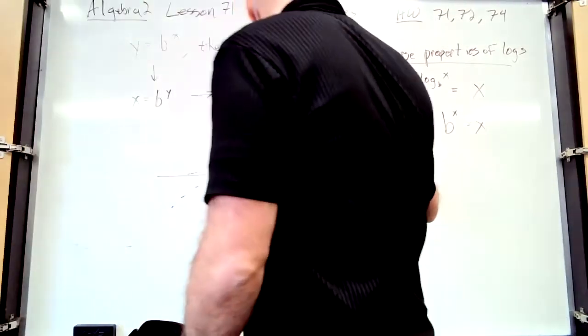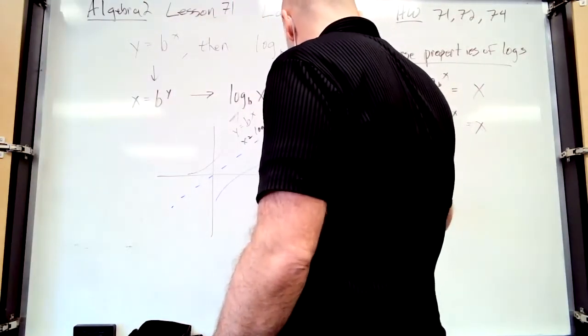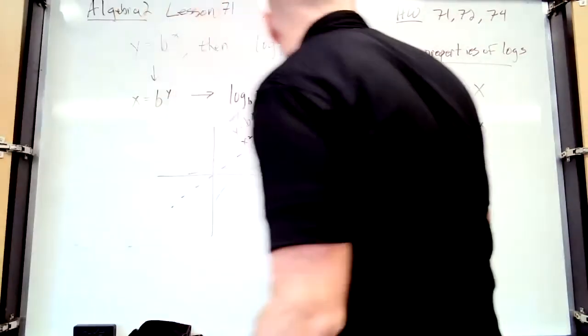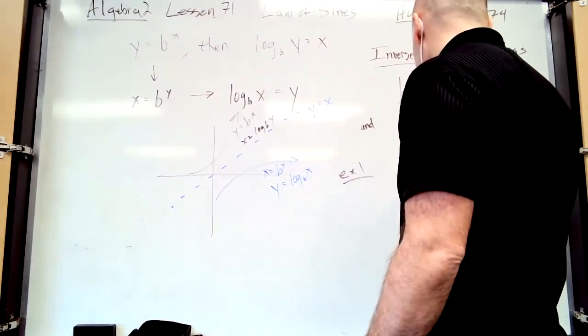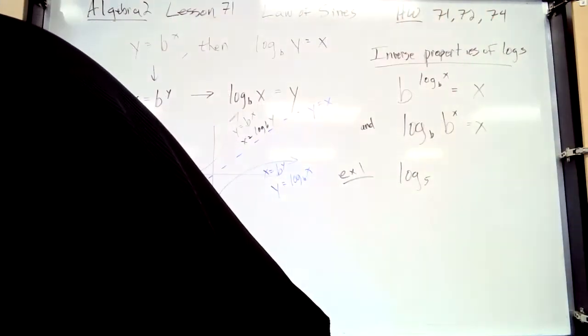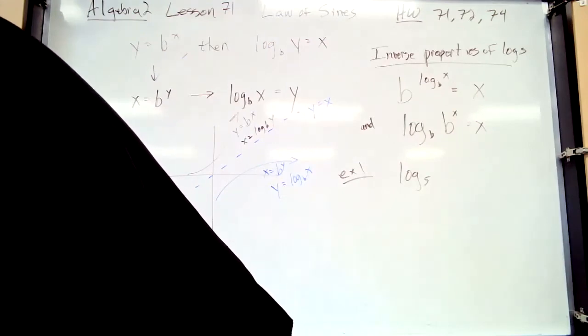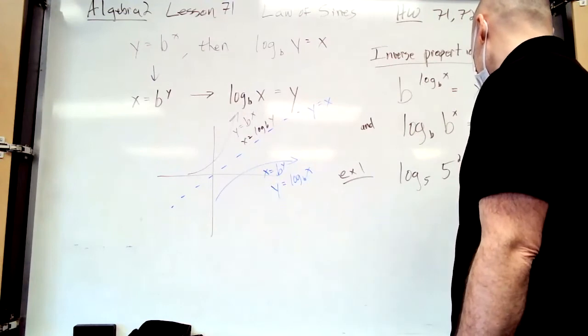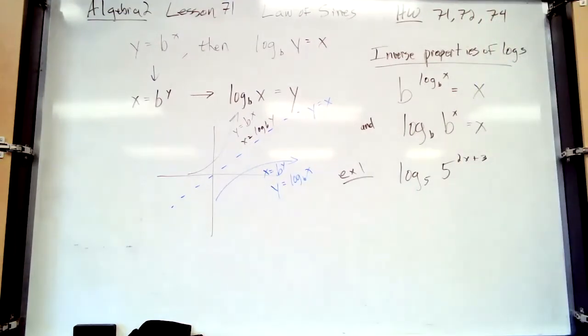Okay, so here's some examples that you might see in your homework. Here's example 1. Simplify. Log base 5 of 5 to the 2x plus 3. Okay, well, that looks confusing. So we need to find the answer to this. And it's a lot easier than it looks.